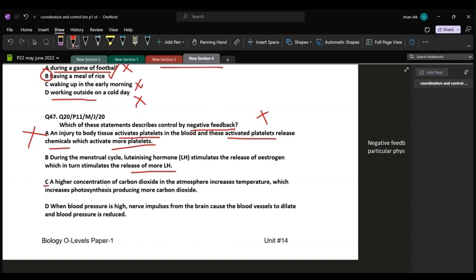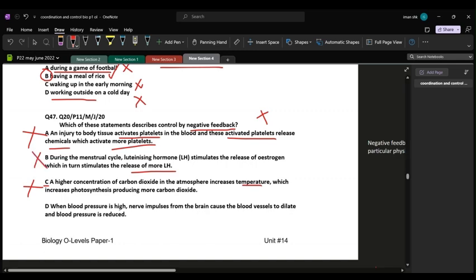C says that a higher concentration of CO2 in the atmosphere increases temperature, which increases photosynthesis, producing more carbon dioxide. Now, this is not a scenario that is either related to positive or negative feedback. So, this is something that has to be ignored, just like all the other options.